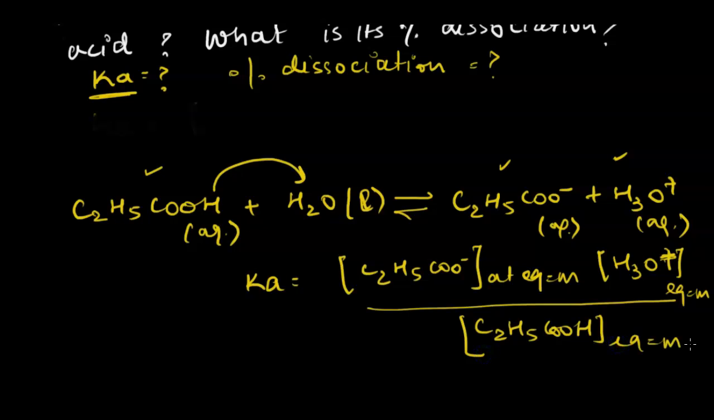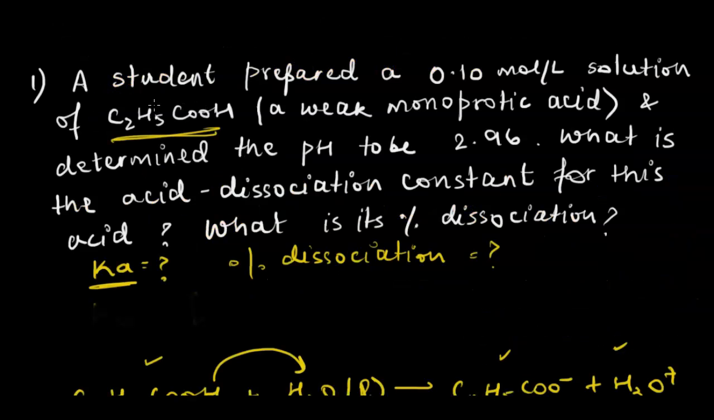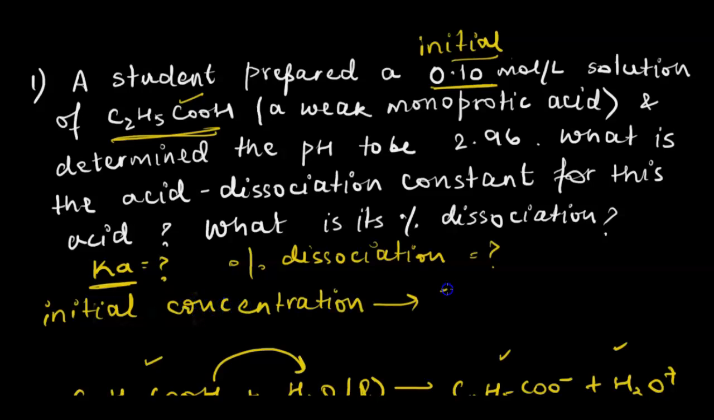Let's see if we are given the equilibrium concentrations. When we go back to the question, we see that the student prepared this much concentration of propanoic acid. So this is going to be called the initial concentration of propanoic acid. This is not the equilibrium concentration. Therefore, we are not given equilibrium concentrations. If we are given initial concentrations, to go from initial concentrations to equilibrium concentrations, we have to make an ICE table. So this is the first thing we require to do this question.